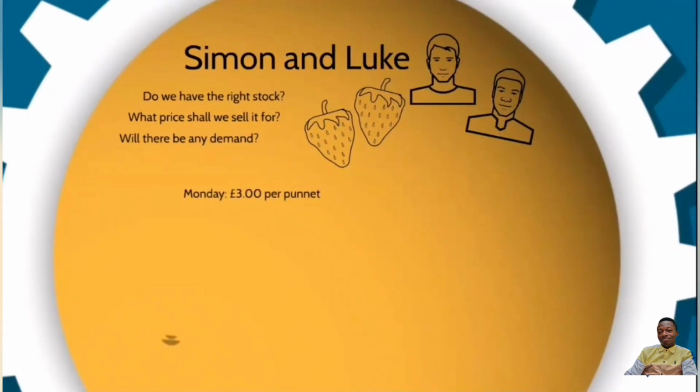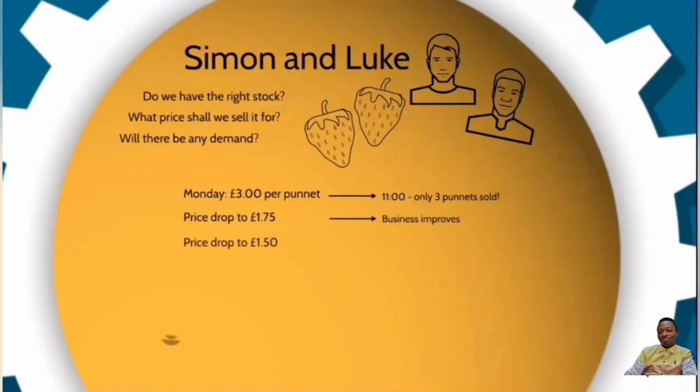The first day of the market has come around for Luke and Simon and they're very excited to start selling their strawberries. On Monday morning, they decided to sell their strawberries for £3 per punnet. But by 11 o'clock, they'd only sold 3 punnets. Panicking a little bit, they decided to drop the price to £1.75, and business did improve quite steadily. High on the success of their price drop, they dropped the price even further to £1.50. And by the end of the day, all of the punnets of strawberries had been sold.